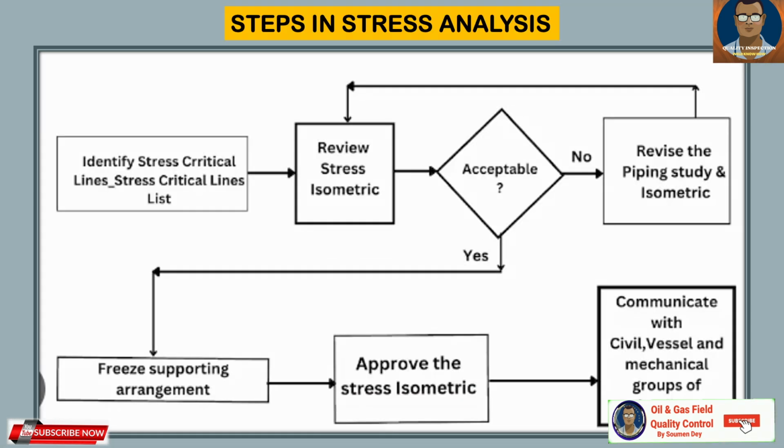Steps in stress analysis. It is very complicated, but still this is a simple flow chart for you to understand better. First, identify the stress critical lines, or stress critical line list. Then review the stress isometric drawing. If it is acceptable, then freeze the supporting arrangement, approve the stress isometric and communicate loading to the civil, vessel and mechanical groups. If it is not acceptable, then revise the piping study and isometric and then again review the stress isometric drawing. So this is the way a stress analysis engineer works.